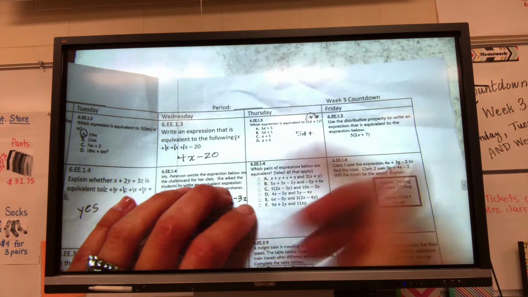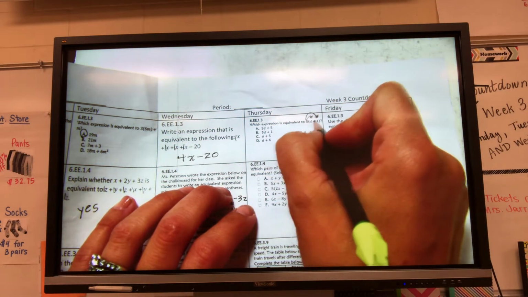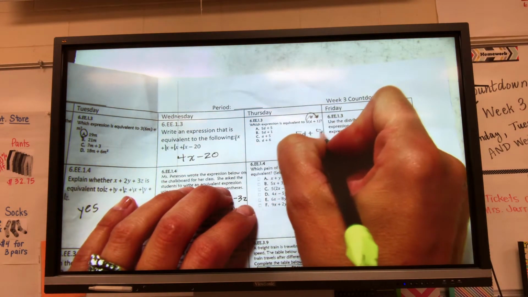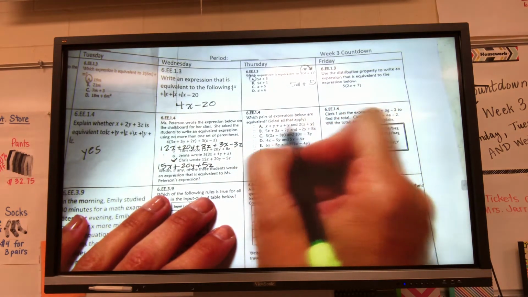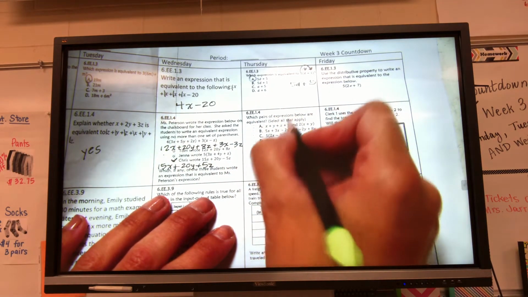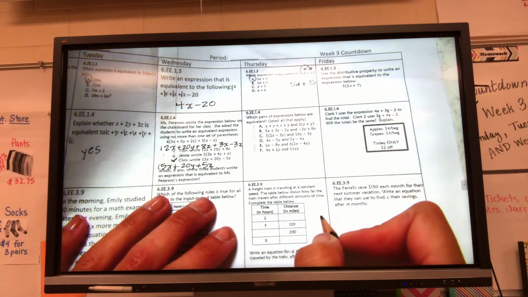I'm so sorry. Okay, so 5 times D is 5D plus 5 times 1 is 5. So our answer is A. Which pairs of expressions below are equivalent? Select all that apply. So we're choosing more than one here.